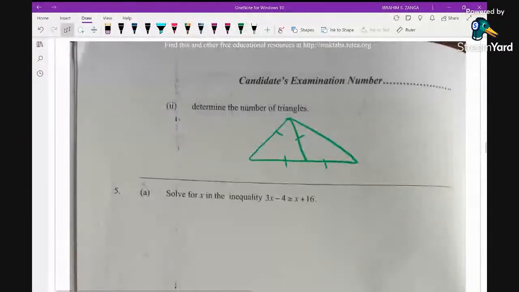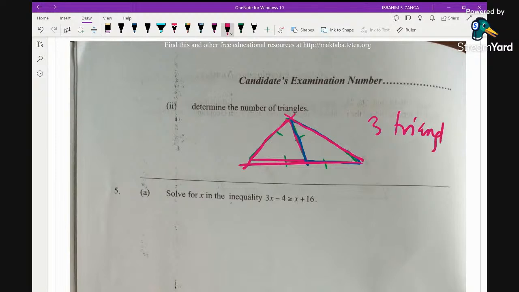So as we can see, we have 3 triangles. The first triangle is this one here. So this is the first triangle. It is 1. The second triangle is this one here. And the third triangle is this one. So this is the third triangle. Okay. So it means we have 3 triangles.